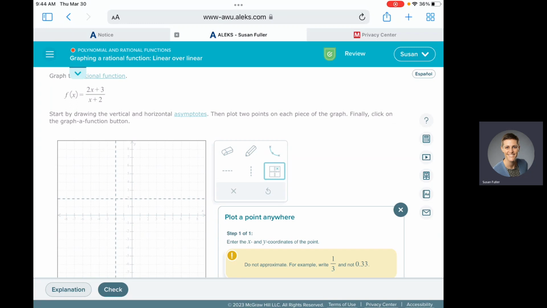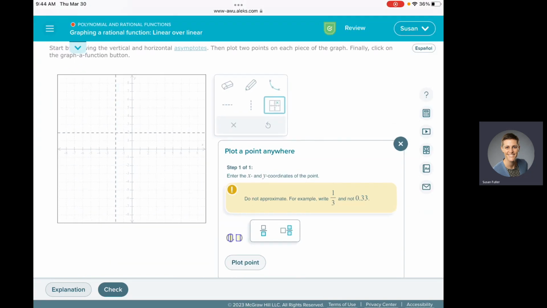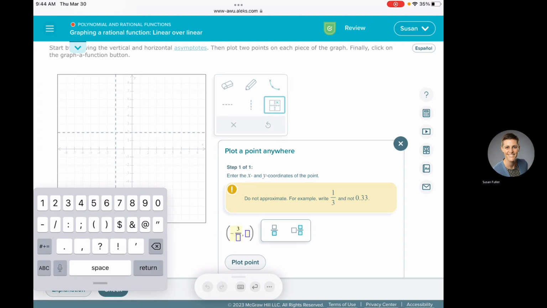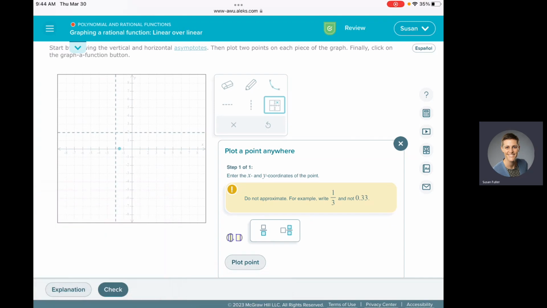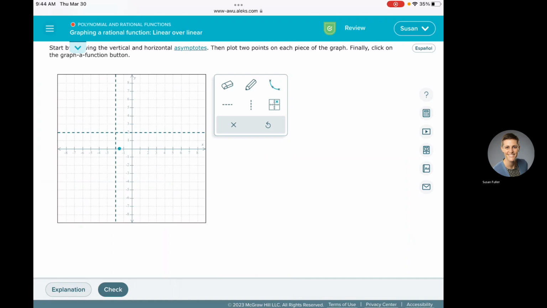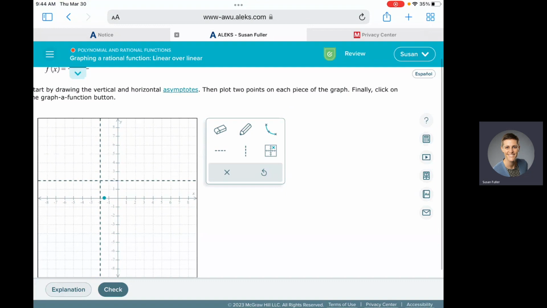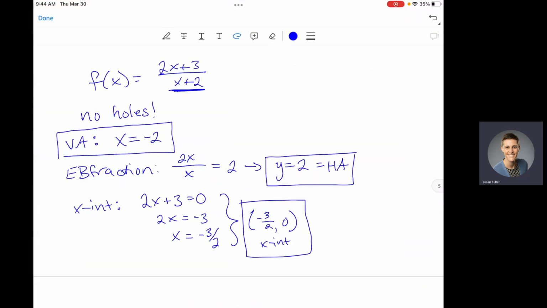Now this isn't a very pretty point, so I'm going to use the plot a point feature. So I'm going to type in -3/2 and 0, and I'm going to tell ALEKS to plot my point. Again, ALEKS wants 2 points on each side of the graph, which means I'm going to need some extra points here. I'm going to need 2 points on the left side of my vertical asymptote and an extra one on the right side. So I'm going to plug in x equals -3 and -4.